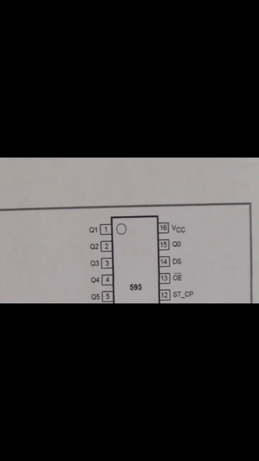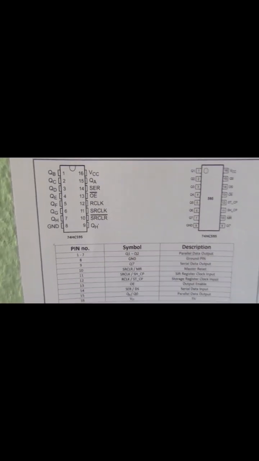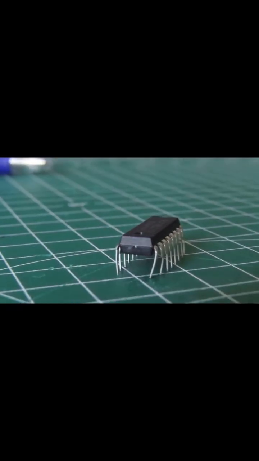Here you can see the pin assignment, where pin 16 is VCC, i.e., plus, and pin 8 is GND, minus. So once you understand how to use this chip, you can use it in interesting and important ways in your own projects.